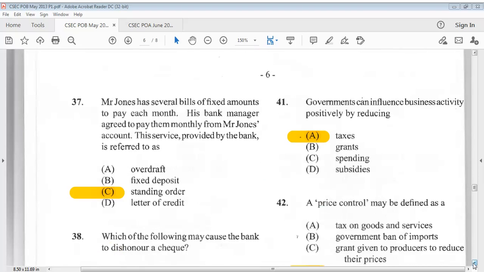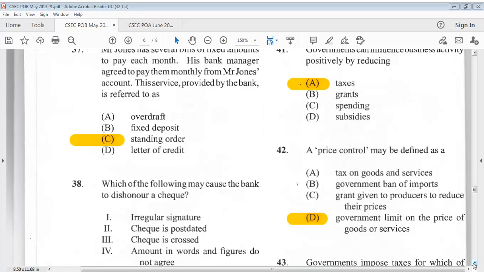37 says, Mr. Jones has several bills of fixed amounts to pay each month. His bank manager agreed to pay them monthly from Mr. Jones' account. This service provided by the bank is referred to as, we know that is a standing order. So the answer is C.